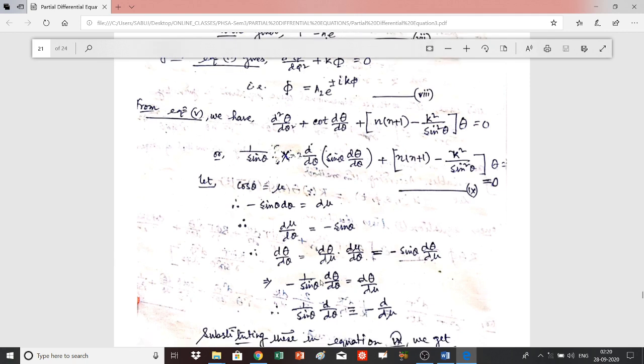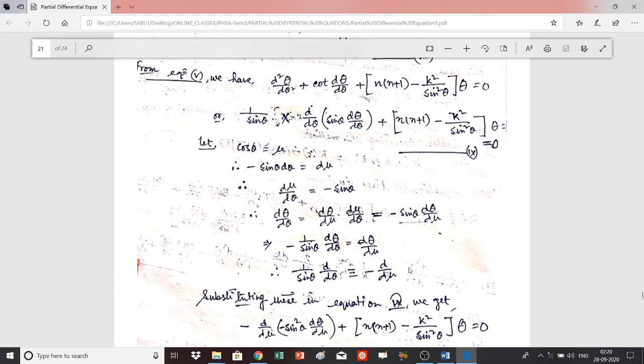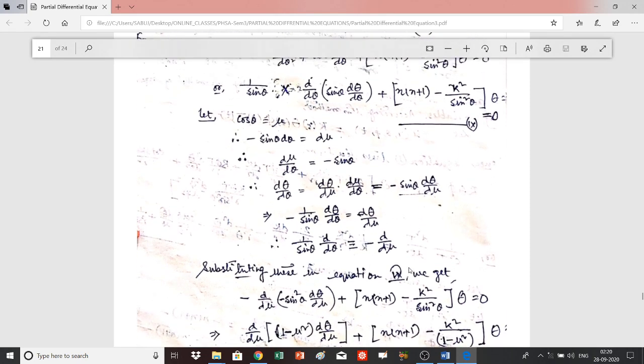So you can write from here that minus 1 by sin theta dθ by dθ is equal to dθ by d mu. Okay, and in operator form, you can write 1 by sin theta dθ is equal to minus d mu. And now substituting these values in equation 9, that is in this equation, that will provide you minus d mu of minus sin square theta dθ by d mu plus n into n plus 1 minus k square sin square theta is equal to 0. Just substitute these values in this equation, just using this relation.